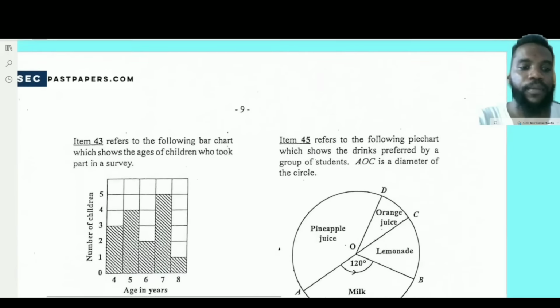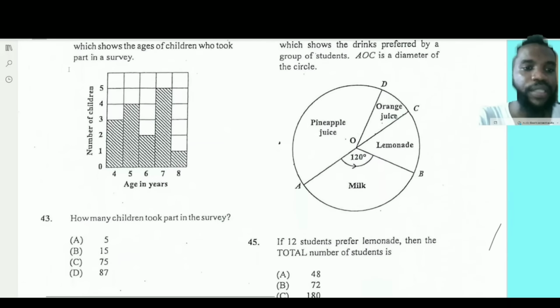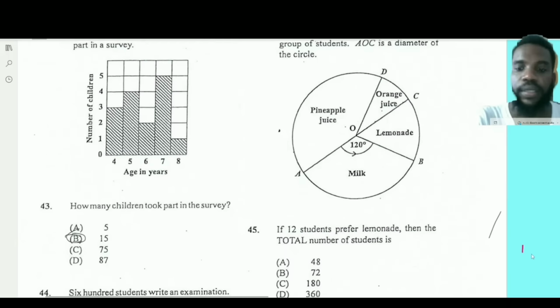Alright, question 43. We're almost there. It refers to the following bar chart, which shows the age of children who took part in a survey. Let's take it down so we can see the answers. How many children took part in the survey? The number of children is on the y-axis, so I'm going to have to add all the heights. That's 3 plus 4, 7, plus 2, 9, plus 5, 14, plus 1, 15. Alright, going good so far. Let's see what comes next.